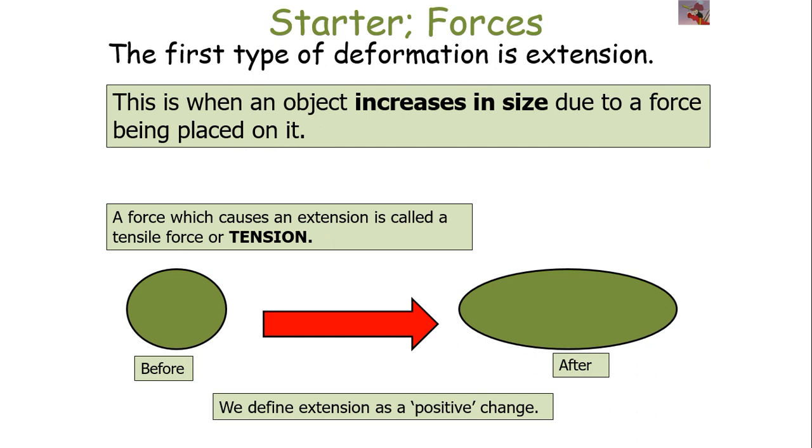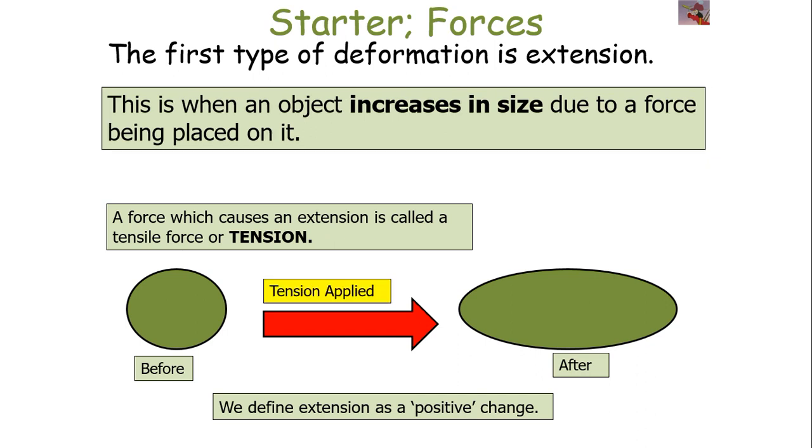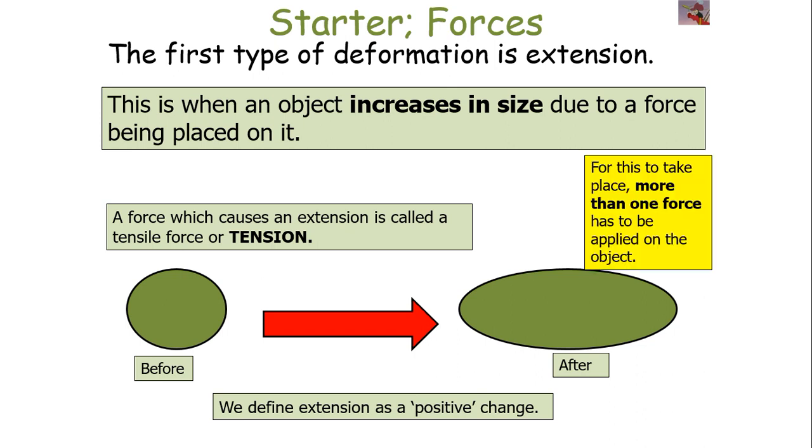Now a force which causes an extension is called a tensile force or tension. Now just remember, when tension is applied, it will cause an object to increase in size. Now we, in this particular example, are going to define extension as a positive change. Now also just remember, because it's a resultant force, this means you need more than one force on the object to actually cause this extension.